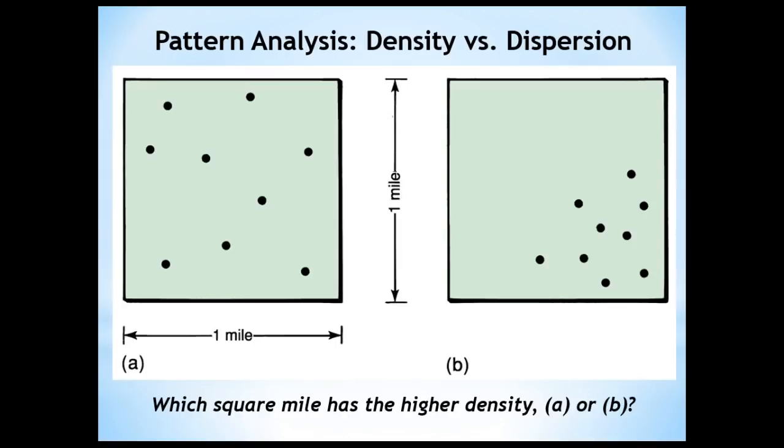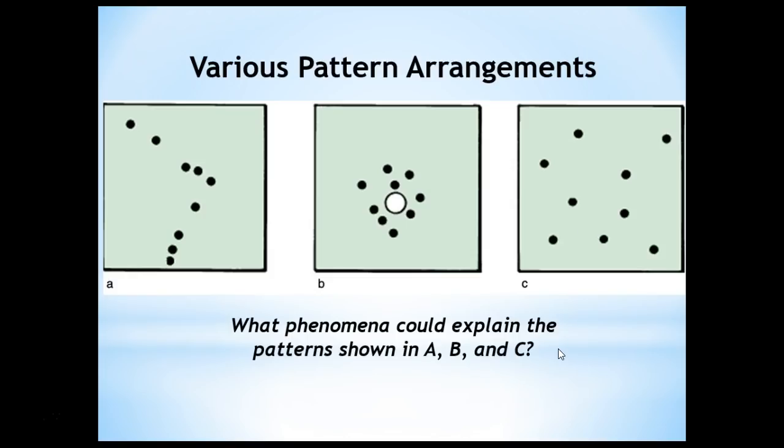Density simply explains the number of features and the number of phenomena in a given area, a given space. In this case, 1 square mile. There's the same number of dots in each square. Now, B has a greater concentration of those dots, but the density is still the same. And that's something that we have to think about. These dots are more dispersed, these dots are more concentrated.